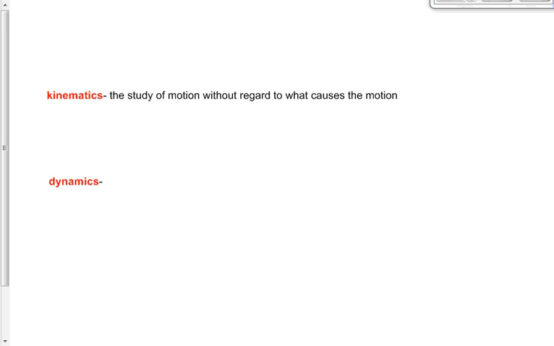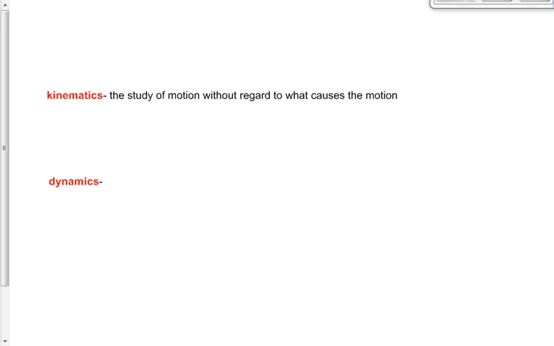If you remember from Unit 1, kinematics, the one you just finished, is the study of motion without regard to what causes the motion. So in other words, we're talking about the car traveling down the road. We don't care what got the car moving. Okay? We're talking about the boat going across the river. We don't care what got the boat moving. We care only about the motion itself, not what causes the motion.